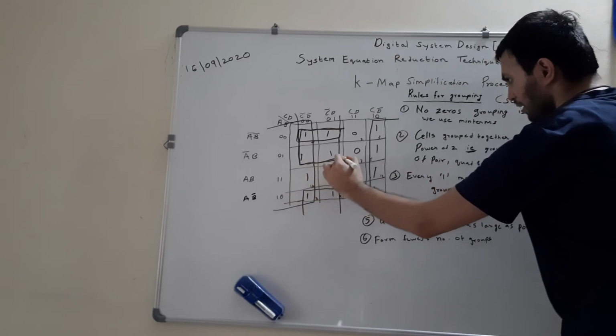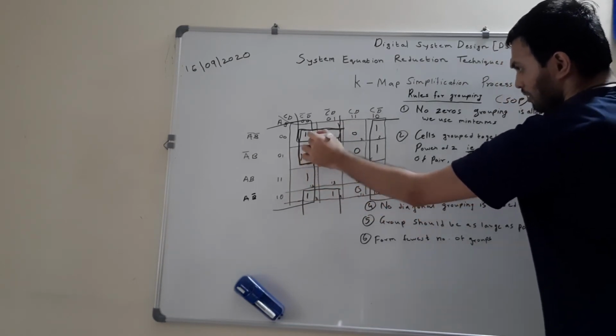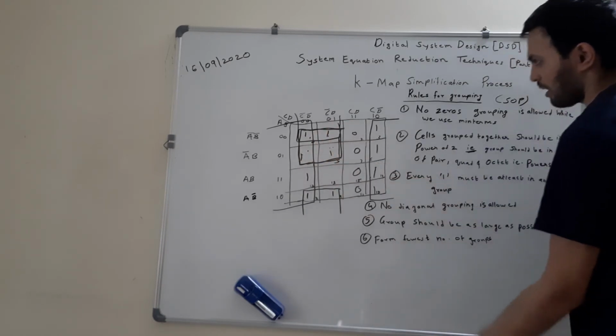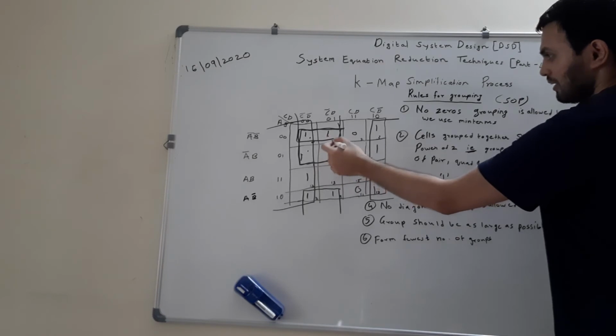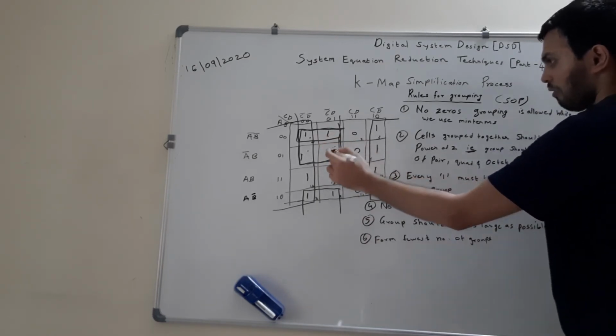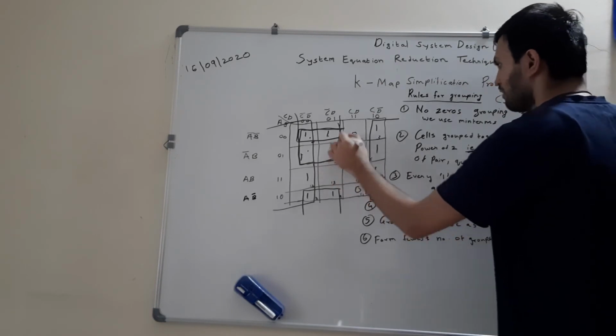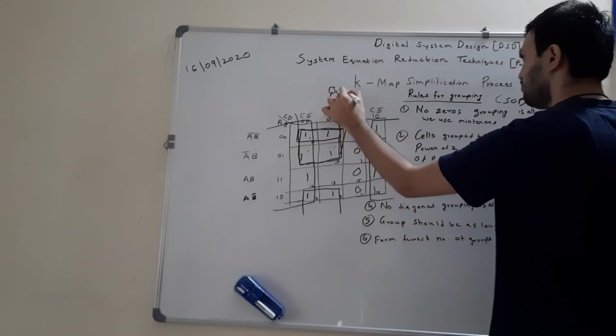This particular square is nothing but a group of 4 cells. That is, this particular cell, this particular cell, this particular cell, this particular cell. We have grouped this together because they are in adjacent cells, these 4 ones. So this is nothing but a quad from your K-map.